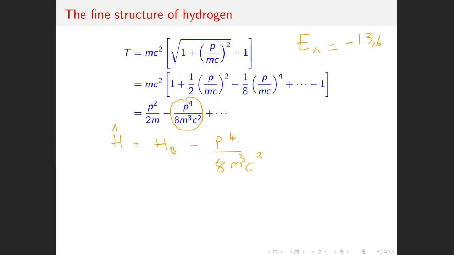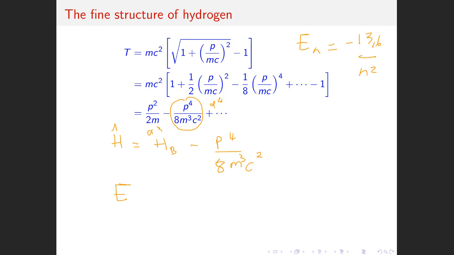this minus 13.6 over n squared. But now, because of this extra term, and if this term is very small in comparison to the other, and it definitely is, because of what I showed, that the relativistic corrections are of order alpha to the 4, whereas the Bohr part was of alpha squared. Alpha is a small number, 1 over 137, so it's a very small number. So this term here is small. So you can make use of perturbation theory.